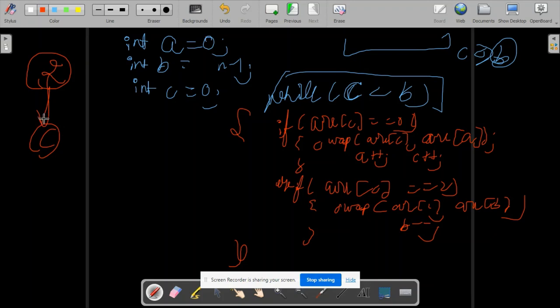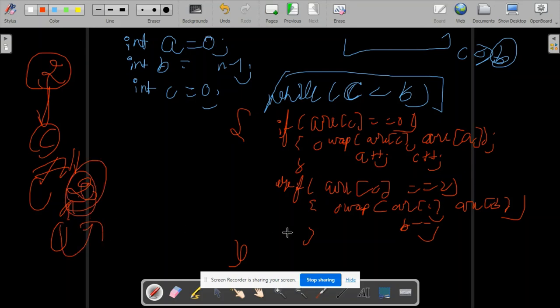So until it is assured that C is at 1 or less than 1, in the example we have studied, C is pointing to 2 even after swapping. So how can we move forward without fixing this? So don't move. Else, move C++.